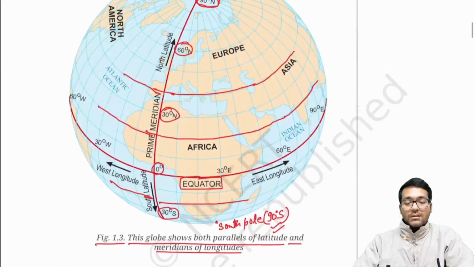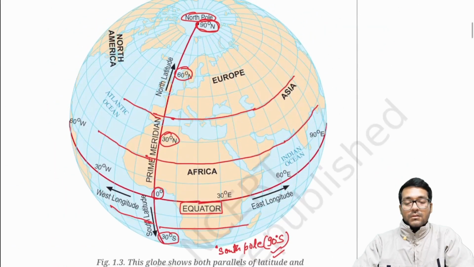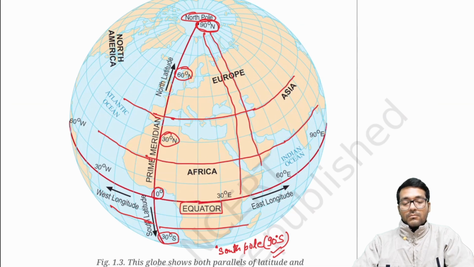You can see in figure 1.3, the vertical semicircles joining the two poles are meridians of longitude. Note the size of each meridian of longitude is the same.